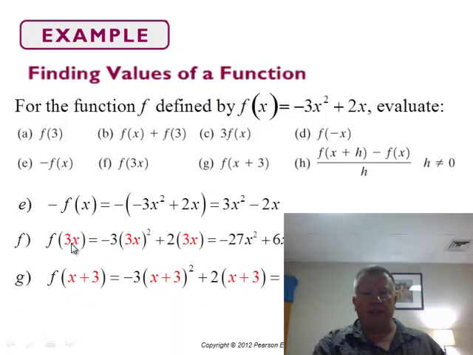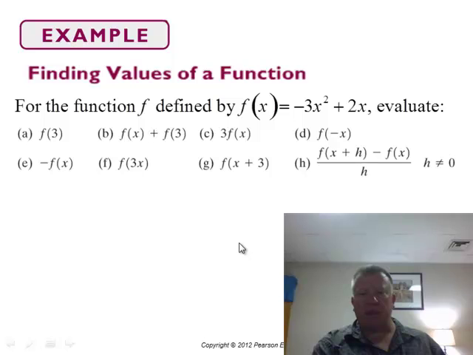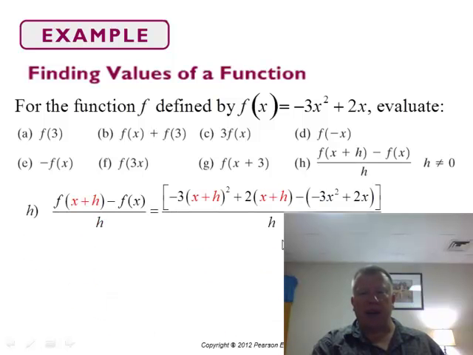And if you want to do f of 3x, well, replace x by 3x and simplify. You want to do f of x plus 3, replace x by x plus 3 and simplify. Collect like terms. You want to do f of x plus h minus f of x over h. It looks a little complicated, but again, replace x by x plus h. By the way, h is a constant, so treat it as such.